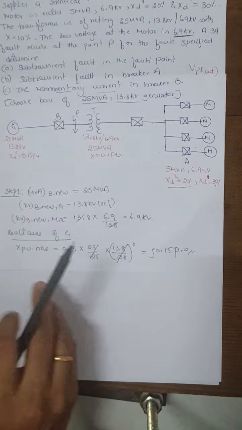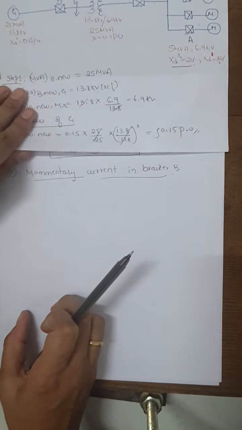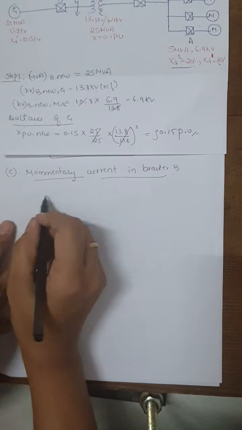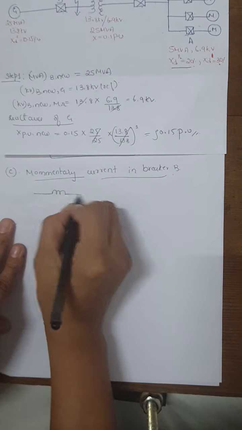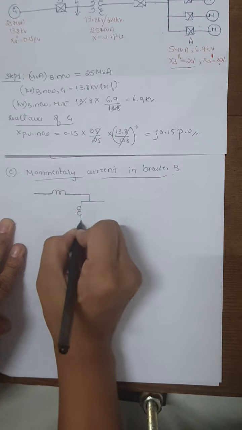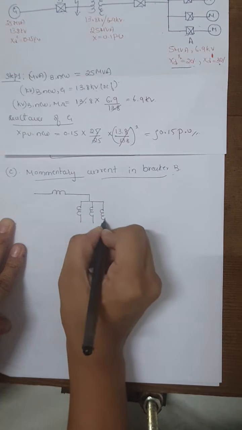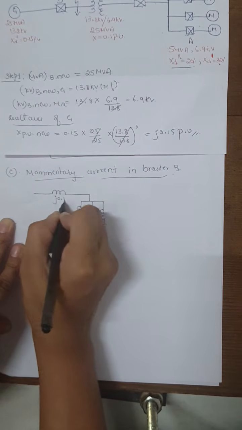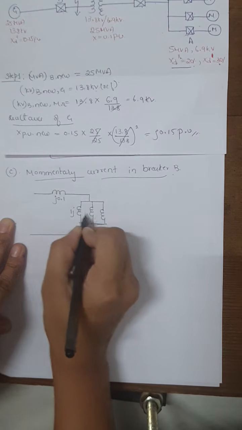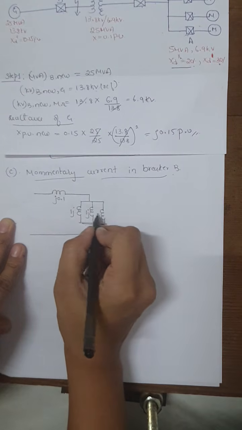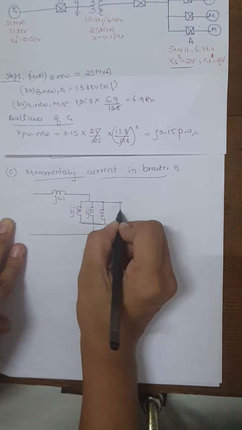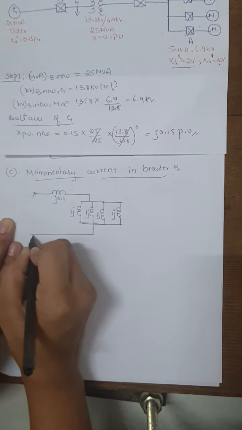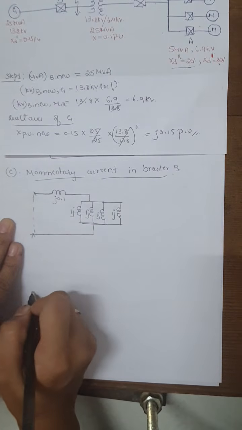Now for the calculation of the momentary current, I am going to first rewrite the same reactance diagram by neglecting the generator reactance, this way. Now observe here, this is the reactance of the transformer, and these are all the source voltages 1J, and one more reactance is there, 1J only. This is the fault point, the occurrence of the fault.